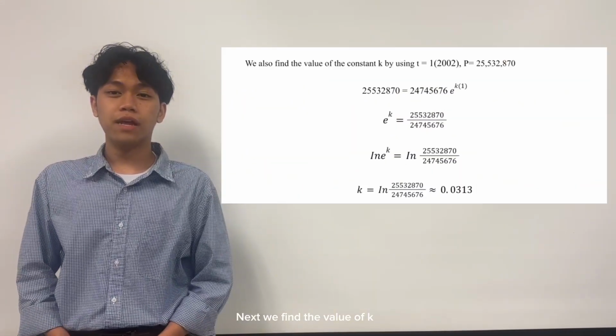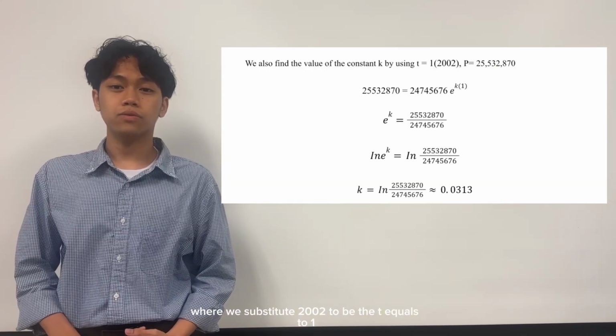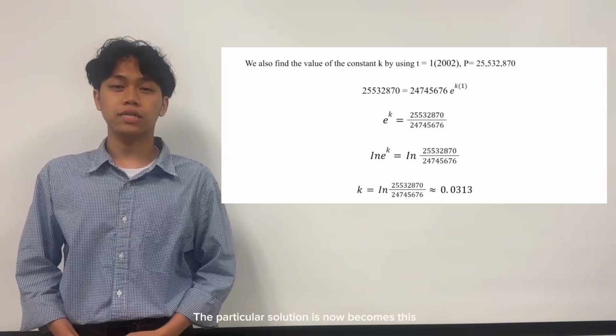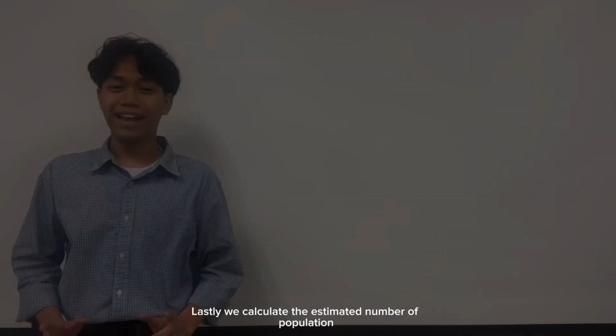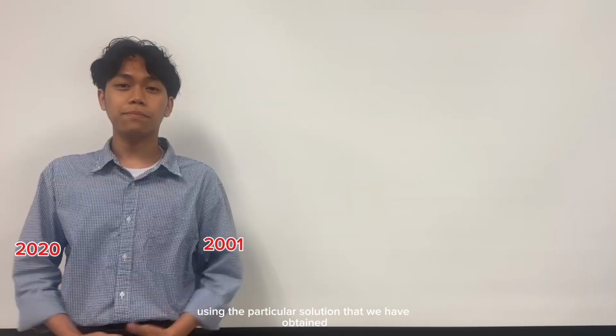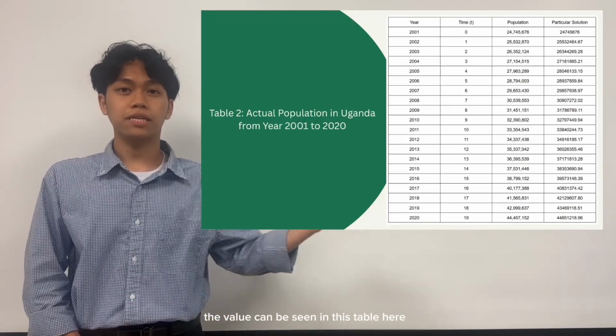Next, we find the value of k, where we substitute 2002 to be t equals 1 and the value of A into the equation. The particular solution now becomes this. Lastly, we calculate the estimated number of population from year 2001 to 2020 using the particular solution that we have obtained. The value can be seen in this table here.